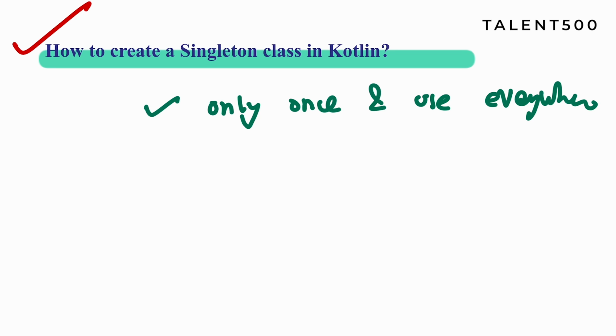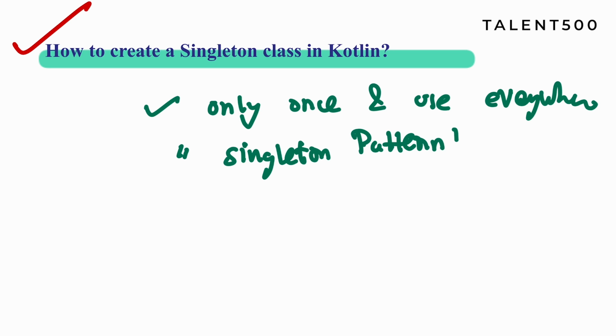For an object which is required to be created only once and used everywhere, we use the concept of the singleton pattern. Basically, the singleton pattern is a software design pattern that restricts the instantiation of a class to only one instance.